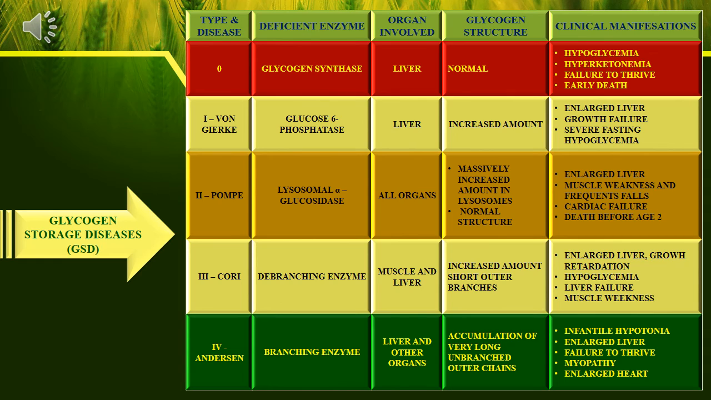Likewise, Pompe disease, that is type 2, Cori's disease, that is type 3, and Andersen disease, that is type 4. What are the enzymes involved, where it occurs, what is the glycogen structure in that condition, and what are the clinical manifestations. Just read and remember all the points.